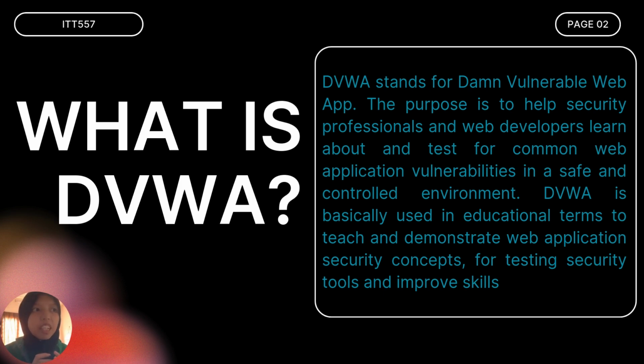Without wasting more time, I will start with the introduction, the definition of what DVWA is. DVWA stands for Damn Vulnerable Web Application. The purpose is to help security professionals, developers and students learn about and test common web application vulnerabilities in a safe and controlled environment, as I said before, for educational purposes. DVWA is basically used to teach and demonstrate web application security concepts, for testing our security tools and also improving our skills.